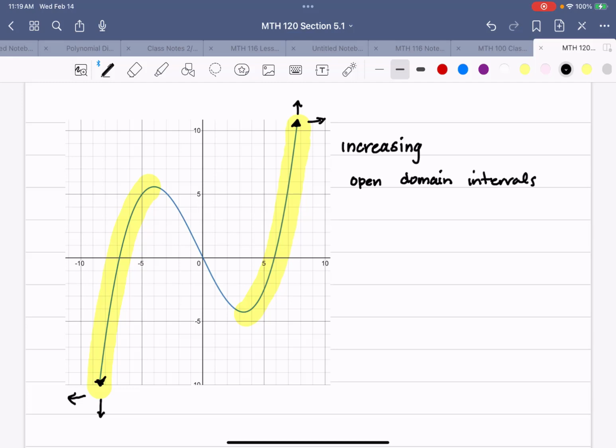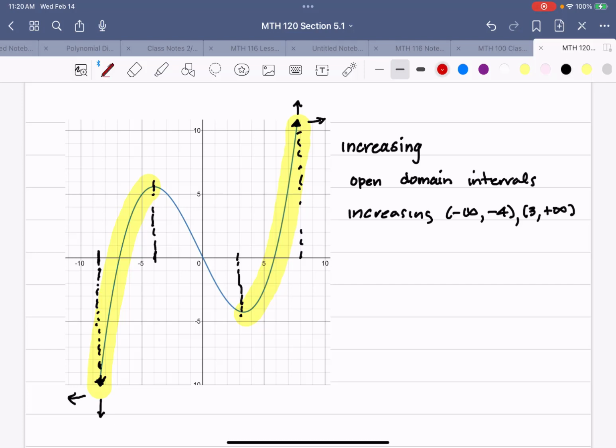So it's continuing to rise and go to the right. So if I want to write where this is increasing, I have to look at the x values only. And then here, these x values. Okay, so it's increasing from negative infinity to about negative 4. I'm just estimating. And notice I have parentheses on both ends, even at the negative 4. And then it's also increasing from 3 to positive infinity. Because remember, on this upper end here, it continues to rise. So the values of x for that would be positive infinity.